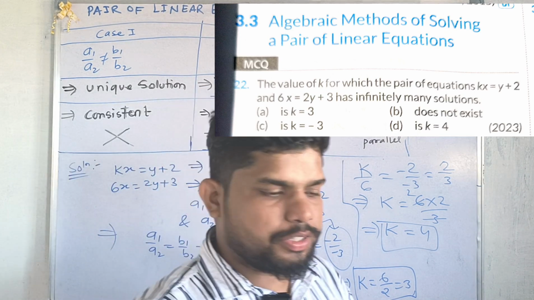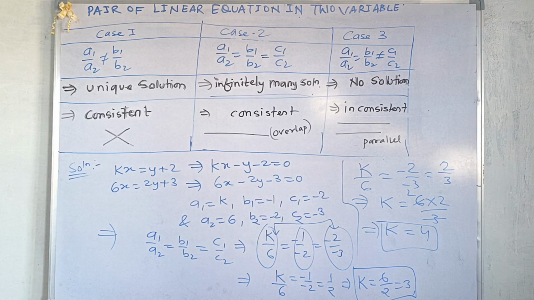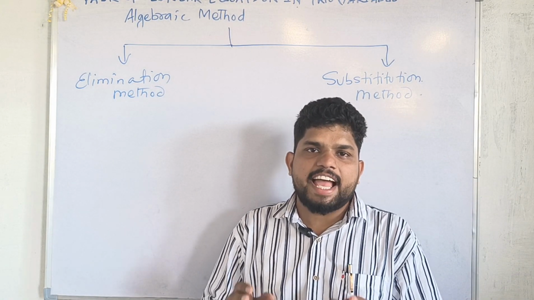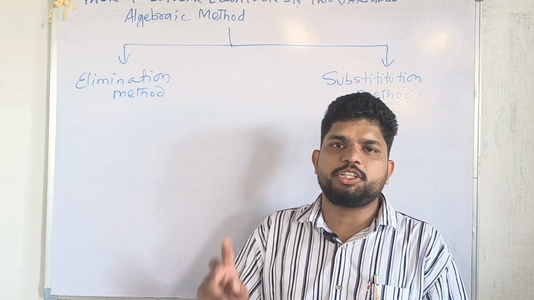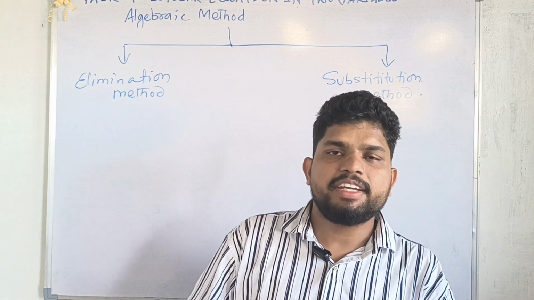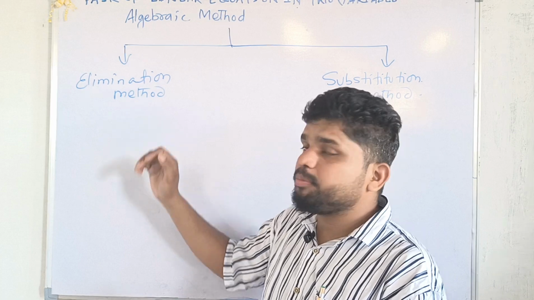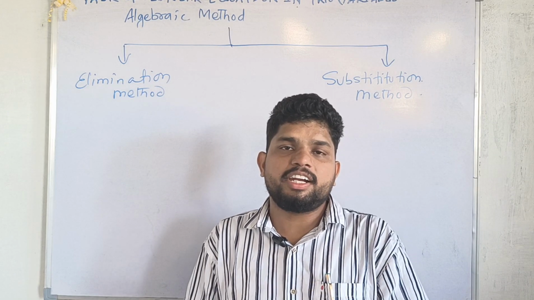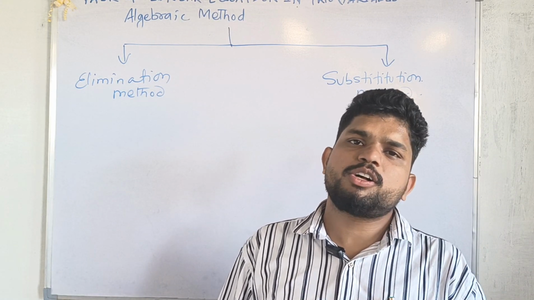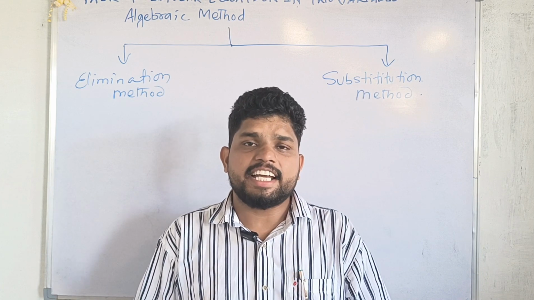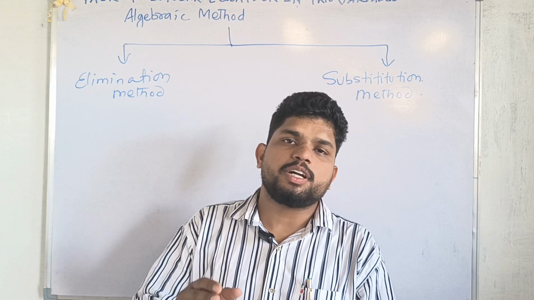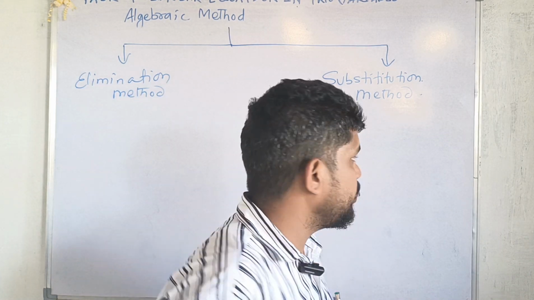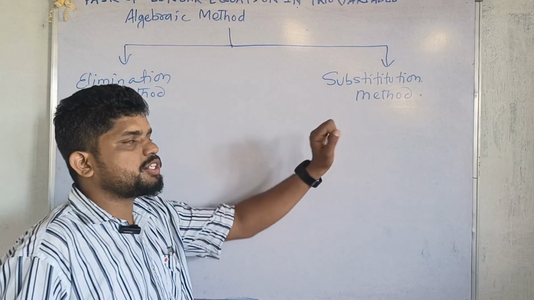Okay, moving to the next. Now dear students, we will focus on the algebraic method to solve the pair of linear equations in two variables. For this we have two methods: the elimination method and the substitution method. Dear students, let me tell you for your better knowledge that the cross multiplication method is also there in our NCERT book, but that has been cut from the syllabus after post-COVID. So you need not learn that cross multiplication method.